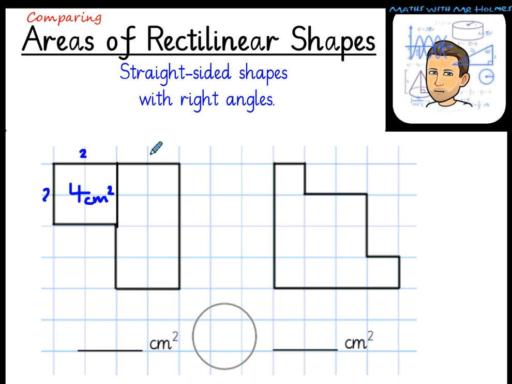And then I can see that this rectangle is 2 squares across by 4 squares down. So multiply short length by the long length. 2 multiplied by 4 gives me 8 squares. If it's in centimeters, 8 centimeters squared. And of course, I'm going to put them back together. So I'm going to add them up. So the area of this shape is 12 centimeters squared.